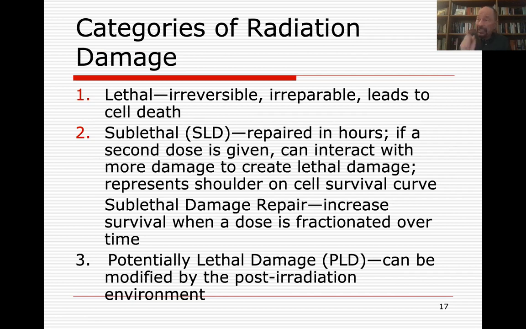Then you have the sublethal damage. The sublethal damage is the one that we use in the linear quadratic model. So you can have a lesion. This lesion can be repaired, but if 2 lesions interact, either intratrack or intertrack, so alpha D plus beta D square, then you switch into lethal damage.